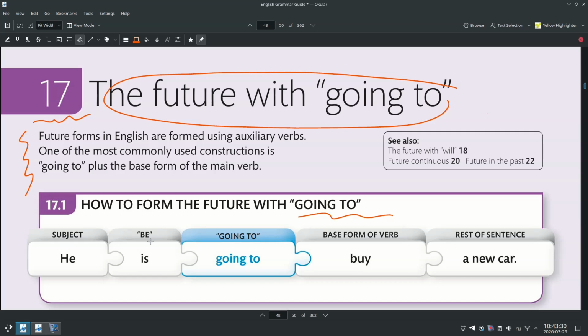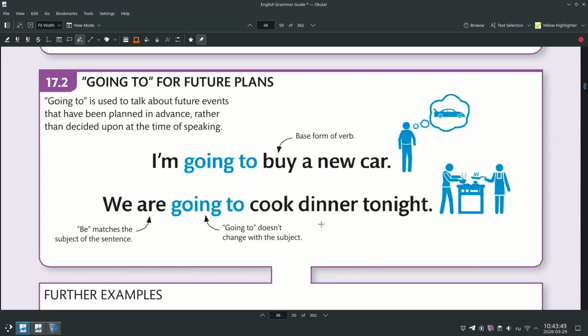Subject, to be, going to, base form of the verb. Then goes the rest of the sentence. And we have, he is going to buy a new car. Going to is used to talk about future events that have been planned in advance, rather than decided upon at the time of speaking. I'm going to buy a new car.